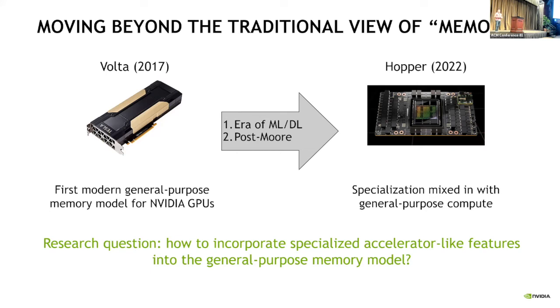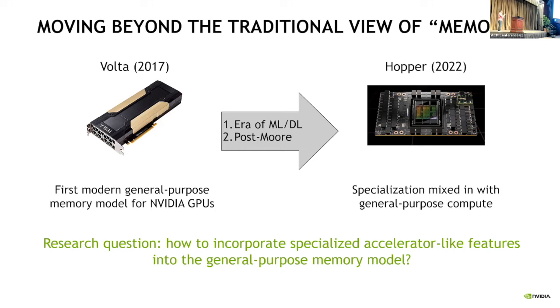And so what we want to do is figure out a general purpose model for incorporating special purpose features, which is a little bit of an oxymoron, right? The more specialized it is, the harder it is to generalize, but that's fine. We want to try and find that sweet spot that gives us a common model for all these different accelerators, but still lets them get all the efficiency that everyone's looking for out of accelerators. So that's the general research question that we're going for here.